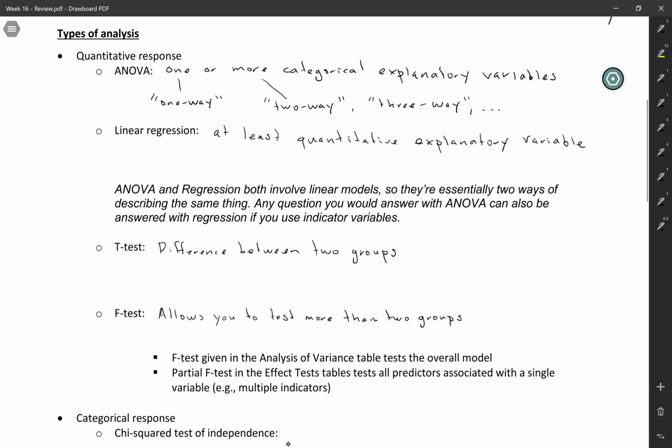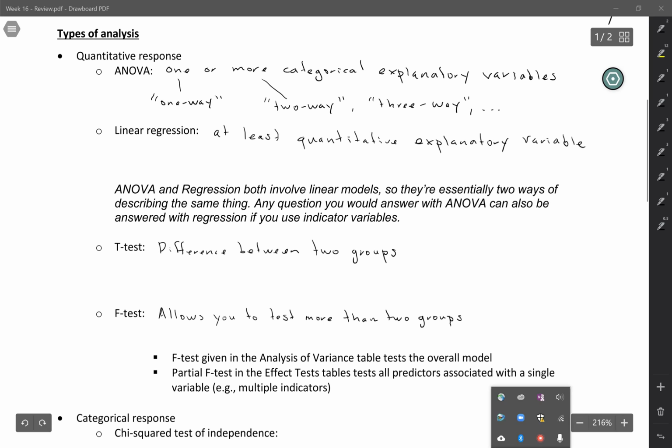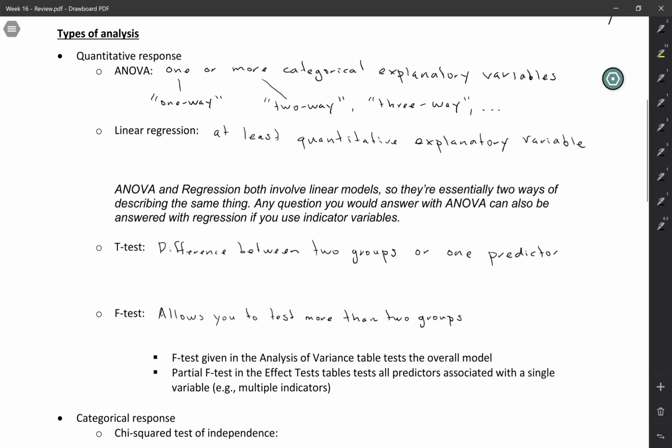Another way to think about the use of a t-test is to test one predictor variable. So this is actually related to saying the difference between two groups, because if you think about testing the difference between two groups, you could use one indicator for that, right? You'd have a baseline group and then you would have one indicator. So again, you could use a t-test for that. Think about going back and forth. So a t-test is the difference between two groups or for testing one predictor. An f-test allows you to test more than two groups or more than one predictor. So if you wanted to look at a whole set of predictors all at once, then you would need to do an f-test for that.